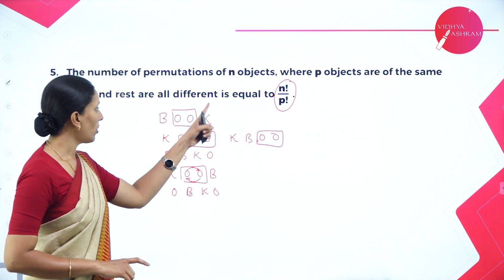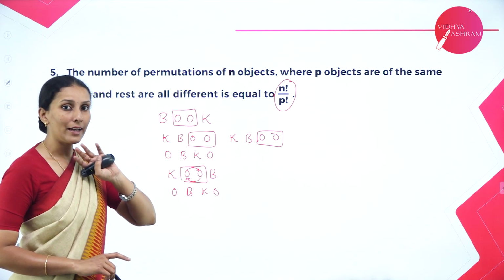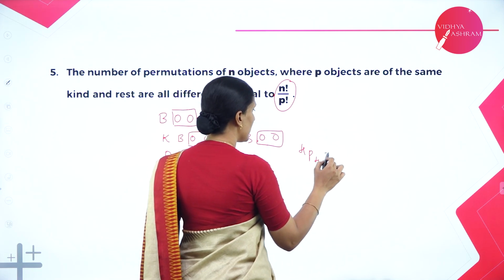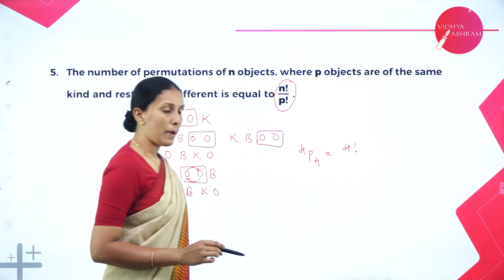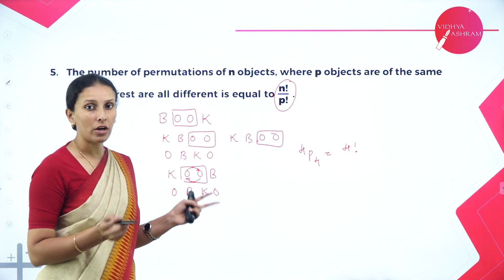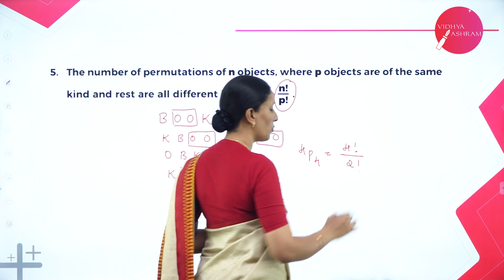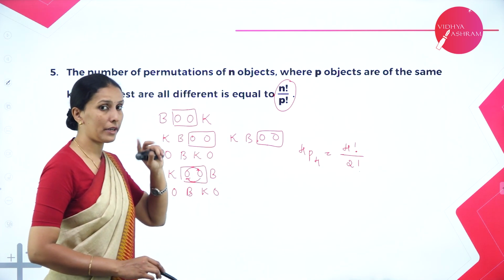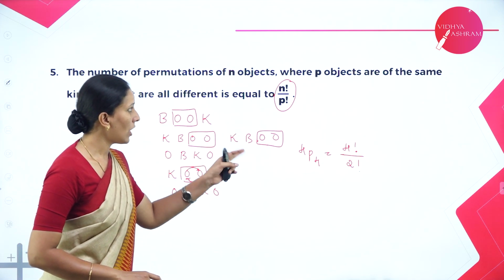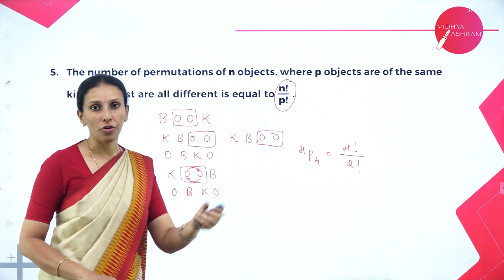For example, if I want to calculate the permutation of BOOK, there are 4 letters out of which I need to choose all the 4. Then 4P4 is equal to 4 factorial. But there are 2 letters which are the same. Even if I interchange them, it is not a new arrangement. It's the same arrangement. So in such a case, I need to divide it by 2 factorial, because how many times is the letter repeated? 2 times. So therefore, it has to be divided by 2 factorial. So this is how we calculate the permutation with repetition of objects.